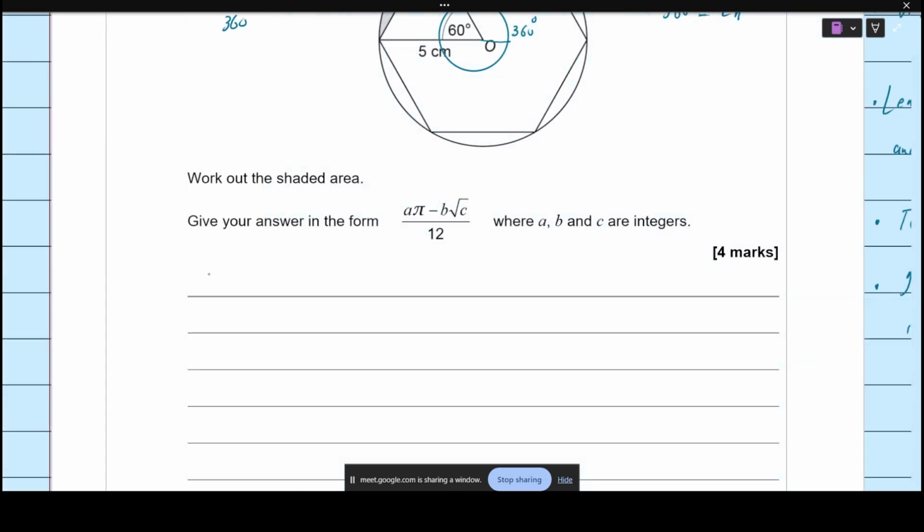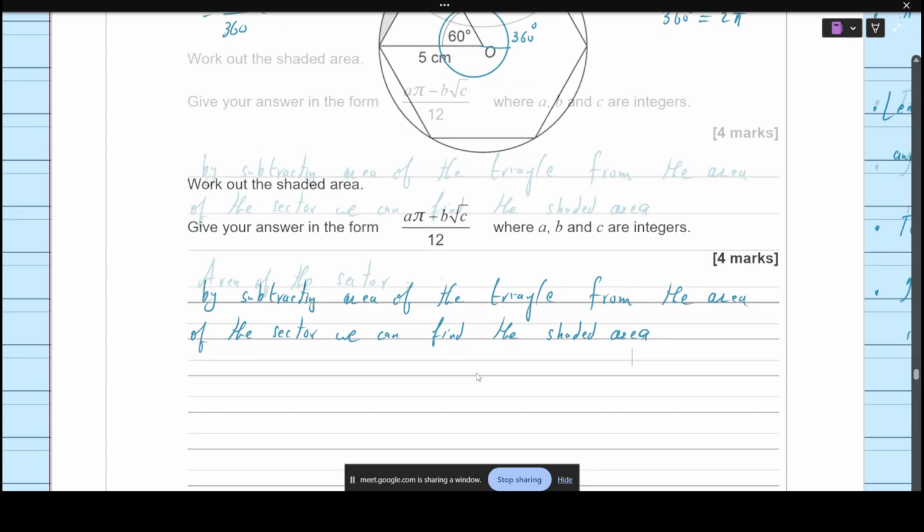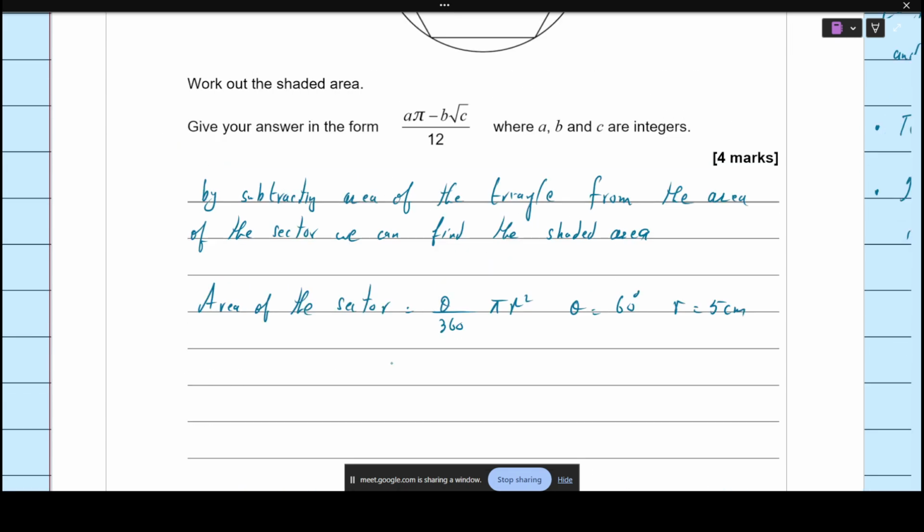By subtracting the area of the triangle from the area of the sector, we can find the shaded area. So first I'm going to find the area of the sector. Theta divided by 360 times pi r squared, where theta is given as 60 degrees and r is 5 centimeters. So I'm just going to put the values here.